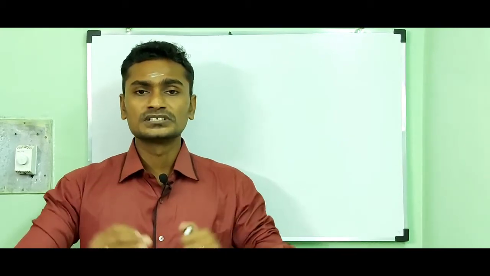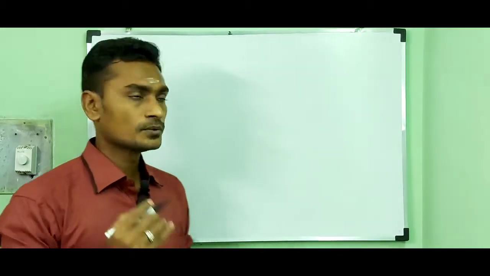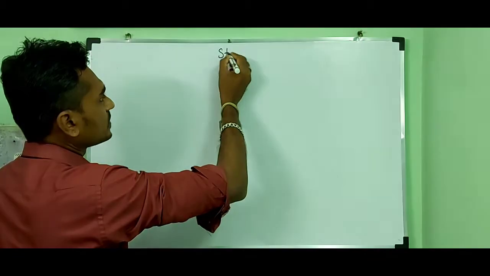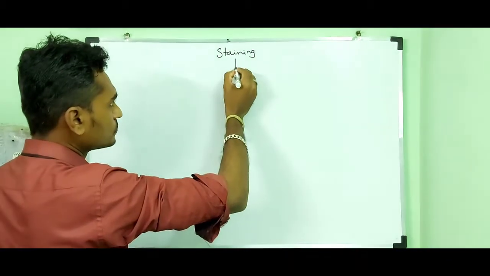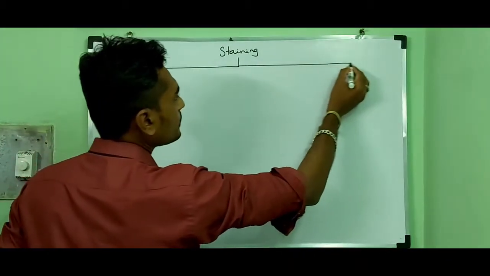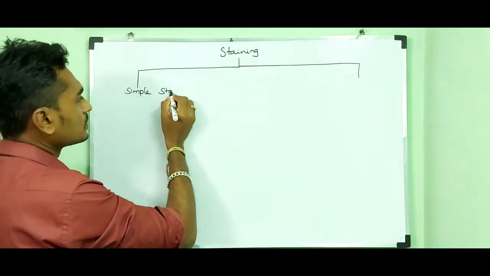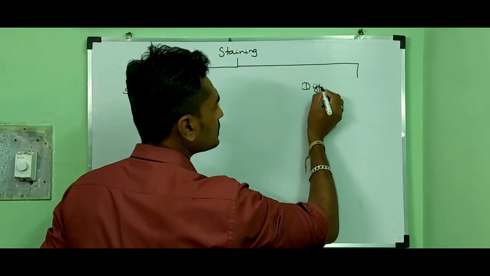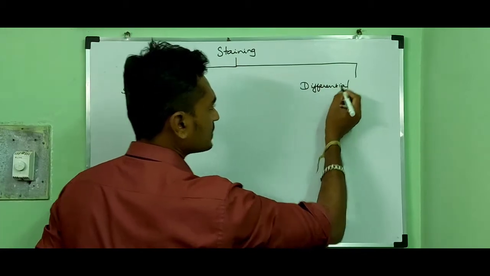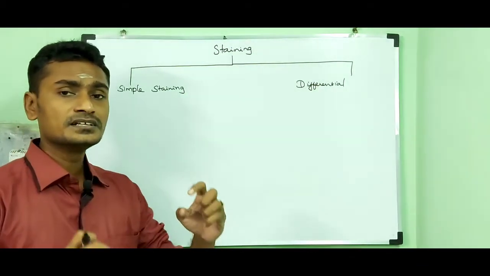Before we get into the topic, I would like to give you a brief introduction about the different types of staining process with a flow chart. The staining process can be broadly classified into two types. They are simple staining process, then differential staining process. In simple staining process, a single reagent is used.